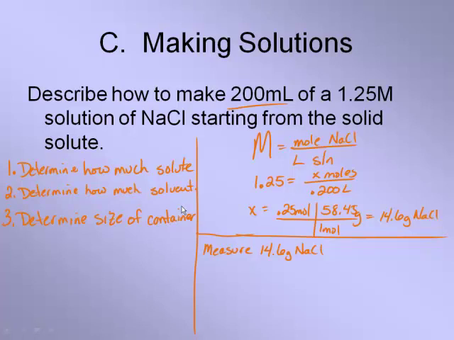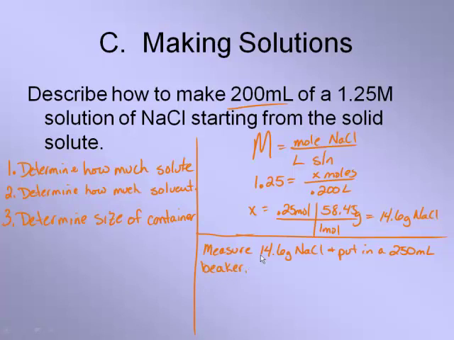Okay, well, I have a 200 milliliter solution. I don't have 200 milliliter beakers in the lab, but I have 250 milliliter beakers. And of course, I don't want to use a 200 milliliter beaker because I don't want to fill it directly to the very, very tippy top. I want to have some space. So I'm going to use a 250 milliliter beaker. So measure 14.6 grams of sodium chloride and put it in a 250 milliliter beaker.